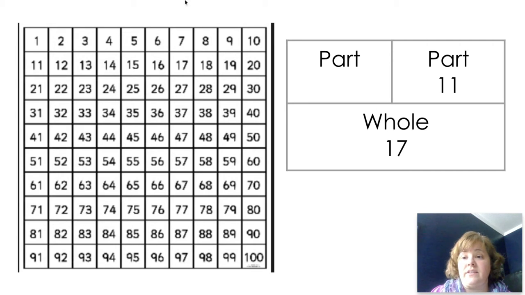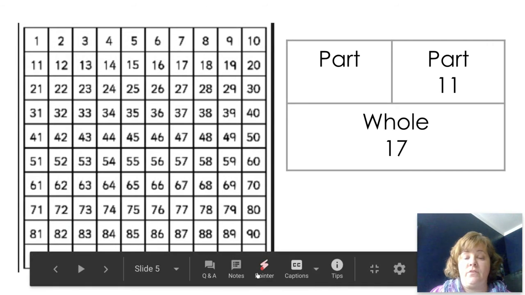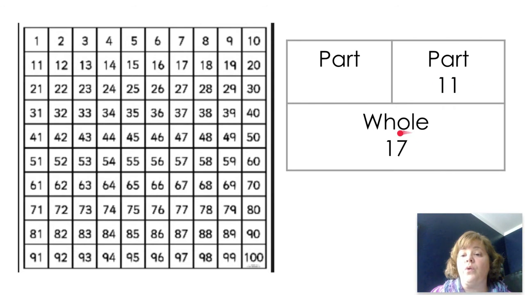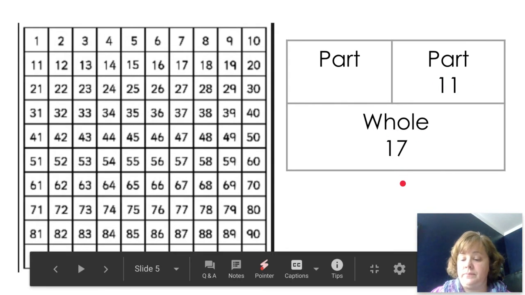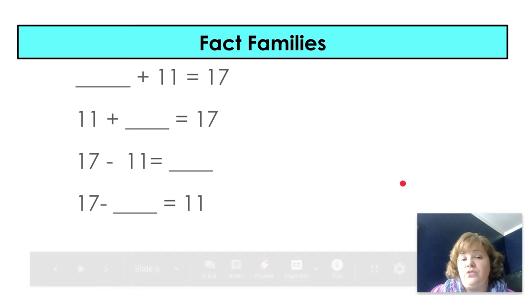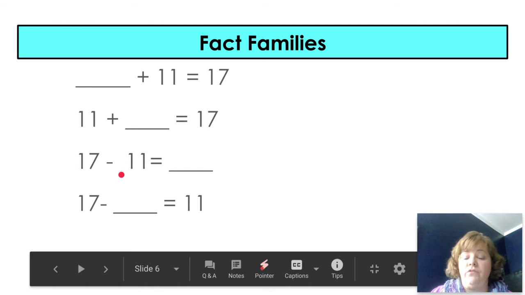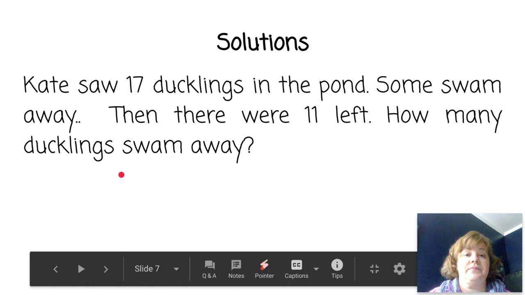We know that the story told us one part was 11 and the whole or total is 17. You can use fact families and fill in the numbers that you already know and figure out what's missing.